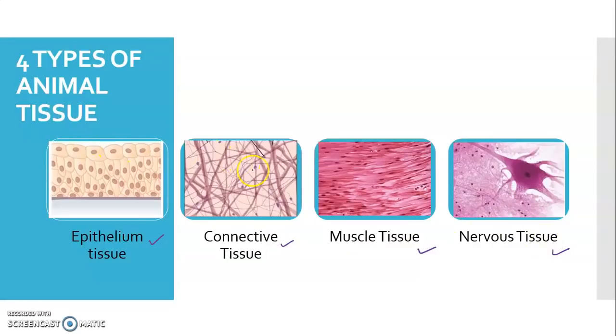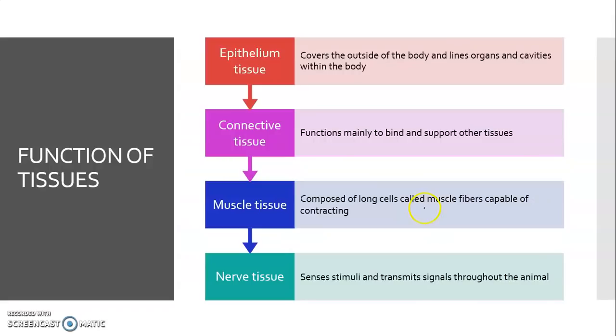So if you look at all these four types of animal tissue, of course the cells must be different, and then the function also must be different. Okay, we will look in detail at each type of tissue. Next, we go to the general function of each tissue.